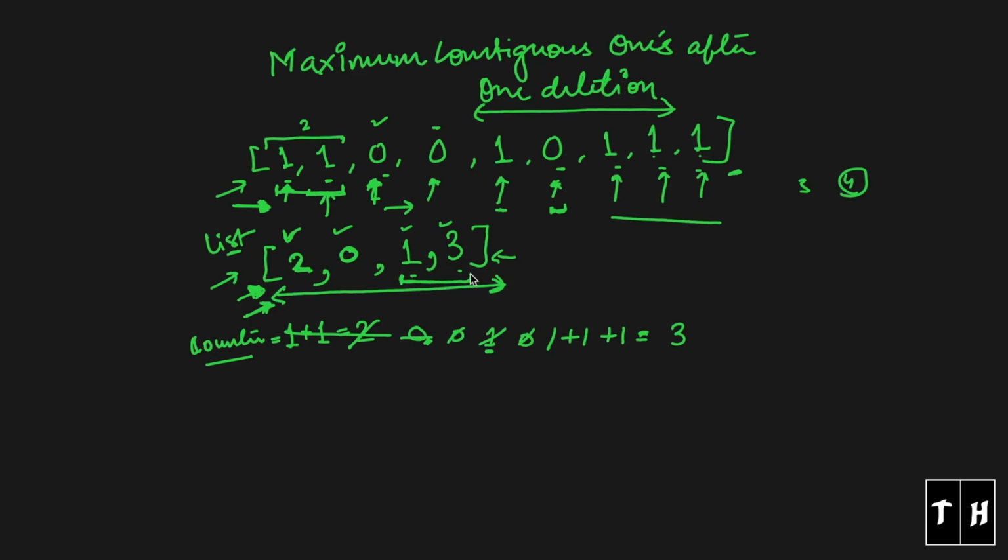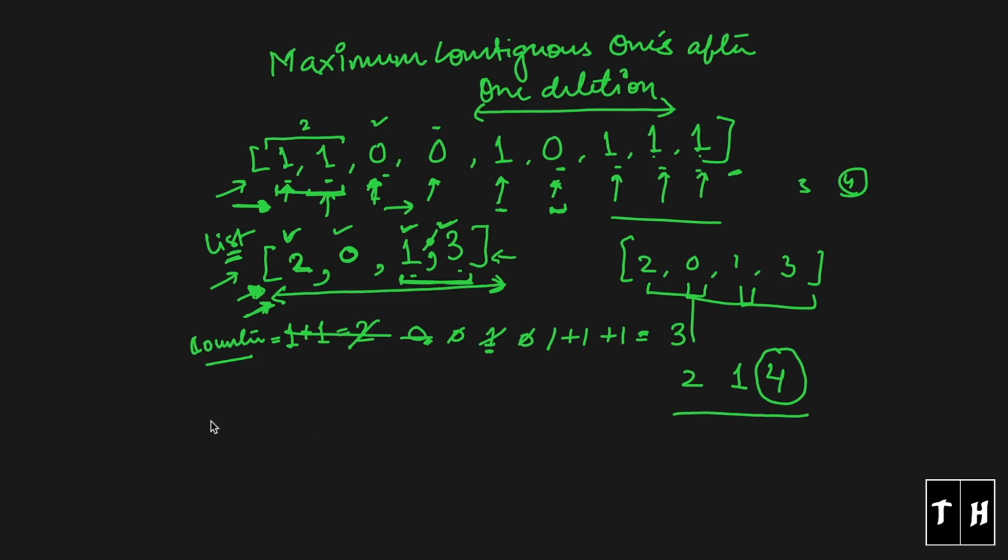Now what we can do is find 2 contiguous indexes in this list for which the sum is maximum, because we know that there's a zero in between, and we are going to delete that zero. So we'll iterate this list, 2 0 1 3. For these two the sum is 2, for these two the sum is 1, and for these two the sum is 4. So our output is 4.